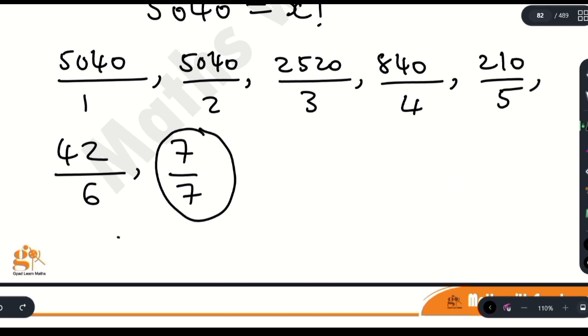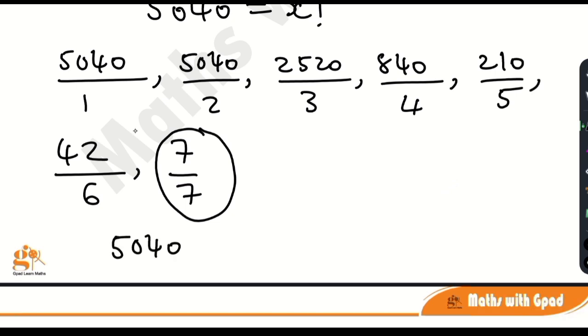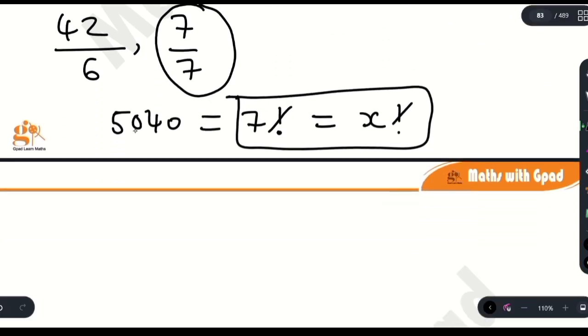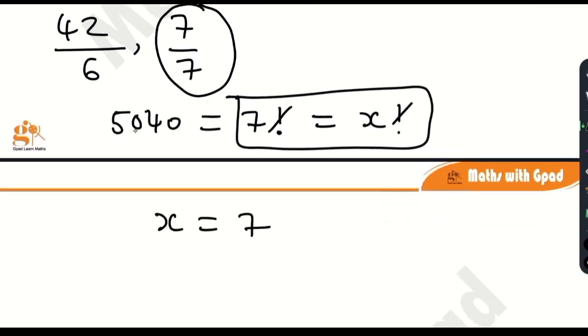So what this means is that 5040 is equal to 7 factorial. And this is equal to what? X factorial. So if we pick just this, we decide to cancel out the factorials. It means that the value of x that will satisfy the equation is what? 7.